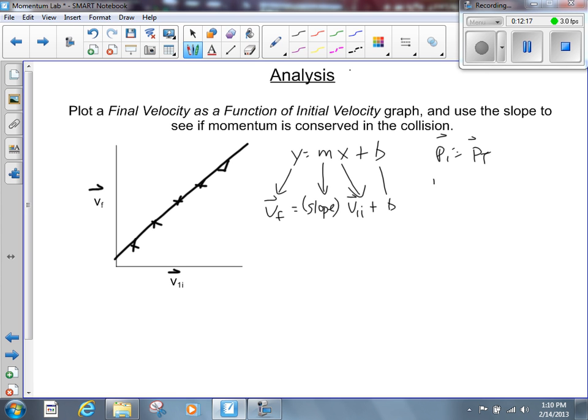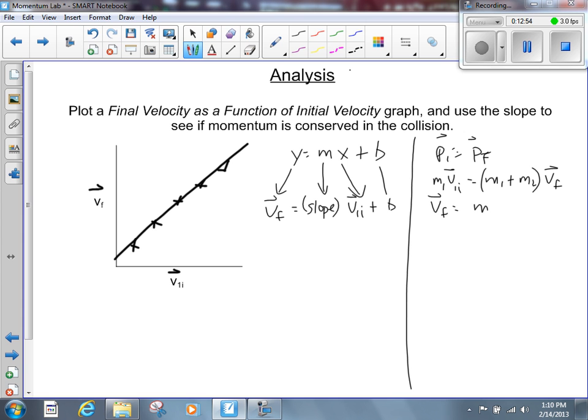Let's write down m1 v1i plus, what's the momentum of the second cart before they collide? 0. So let's just write down m1 v1i equals (m1 + m2), that's both carts combined, times the final velocity. Initial momentum equals final momentum. Now let's rearrange this equation that we just came up with from the momentum concept to solve for the same variable as our initial equation did, the one that came from the graph. Let's solve for VF.